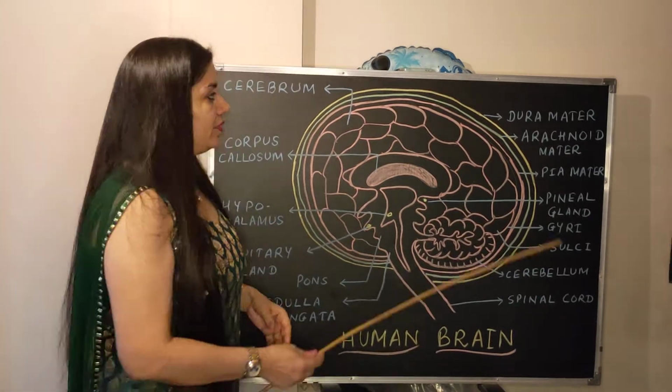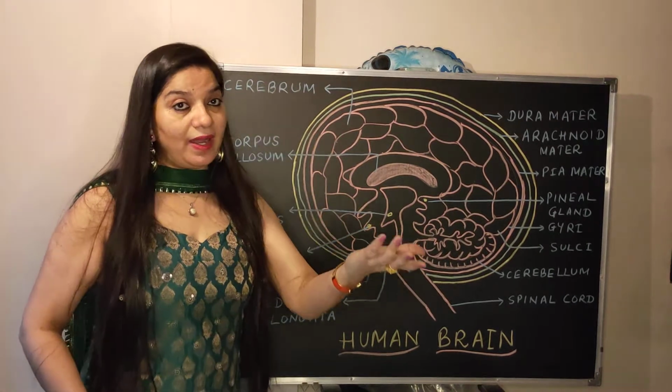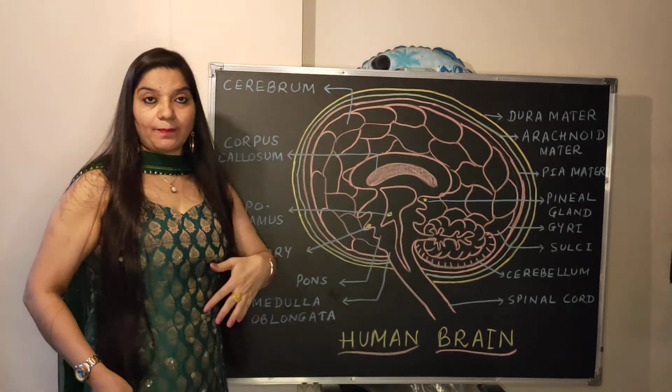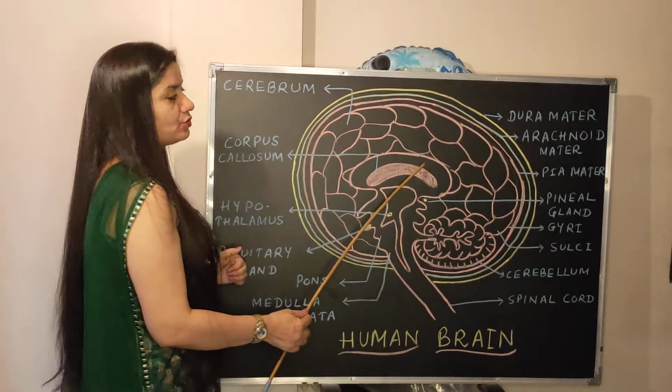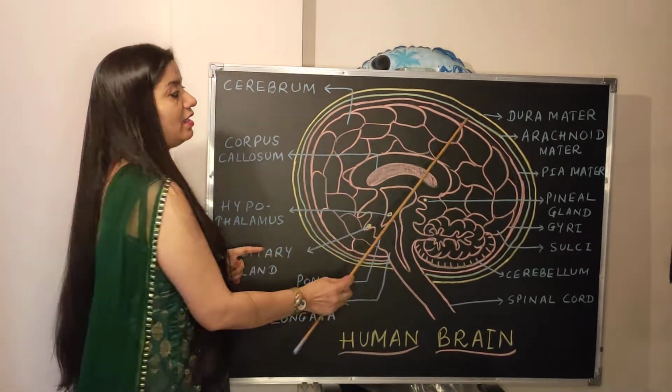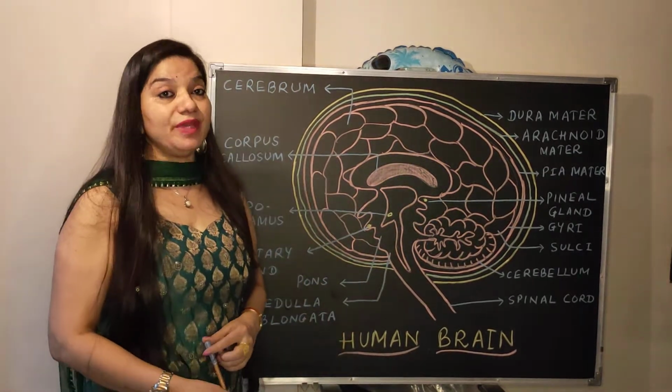sulci. Okay, now the cerebrum has an outer part and an inner part. The outer portion is known as cortex and the inner portion is known as medulla. Again, very important, the outer part is cortex and the inner part is known as medulla.